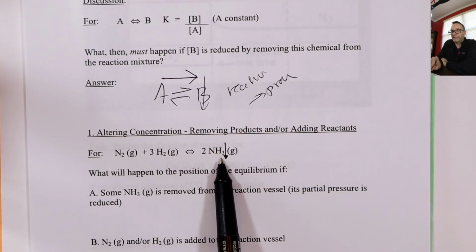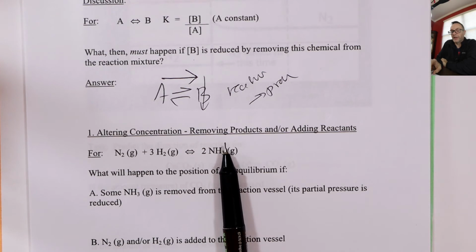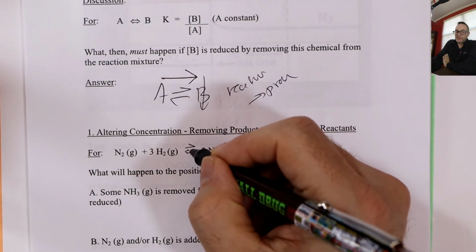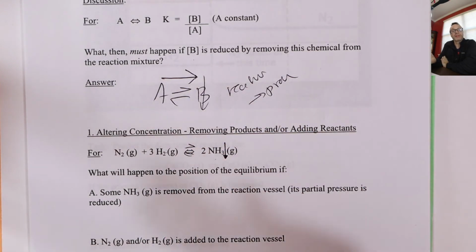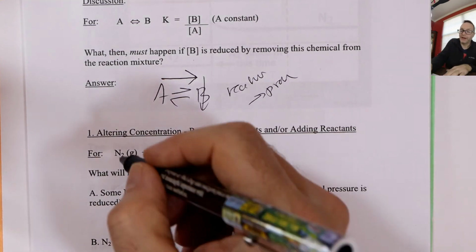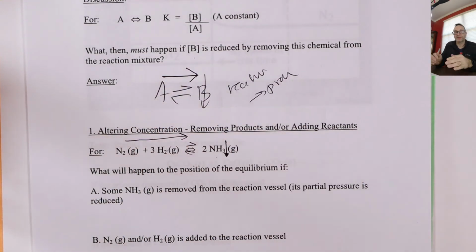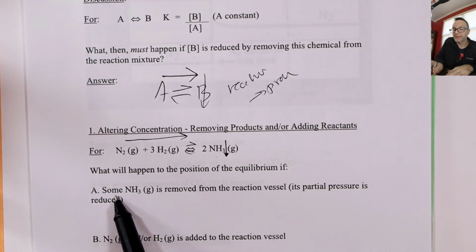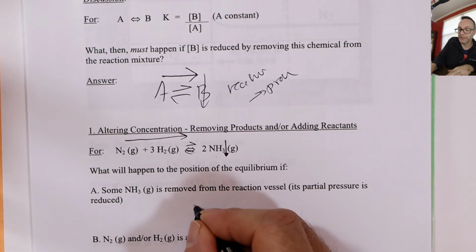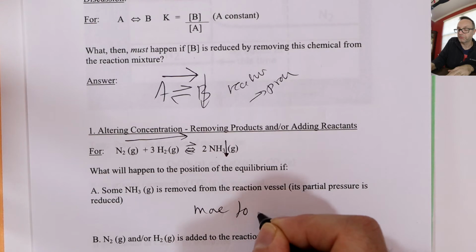So if I remove that through condensation, think of this in a container. This ratio, products to reactants, has to be fixed, doesn't it? Because that's K. If I remove some ammonia, I'm going to turn reactants into products to make more ammonia to bring me back to where I should be. So some ammonia is removed from the reaction vessel, its partial pressure is reduced. What will happen to the equilibrium? We like to say move to right.